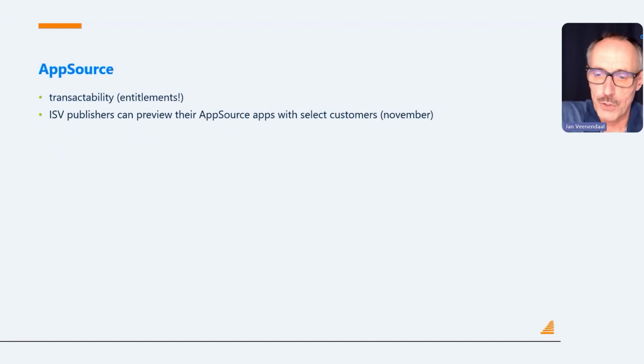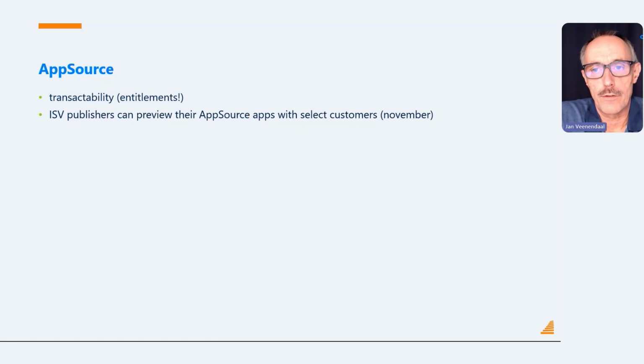Then on AppSource, if your app is on AppSource, there's now the generally available option for transactability. And that means as a developer you need to know what entitlements are, which is basically the license that you provide for your users when they buy your app on AppSource.